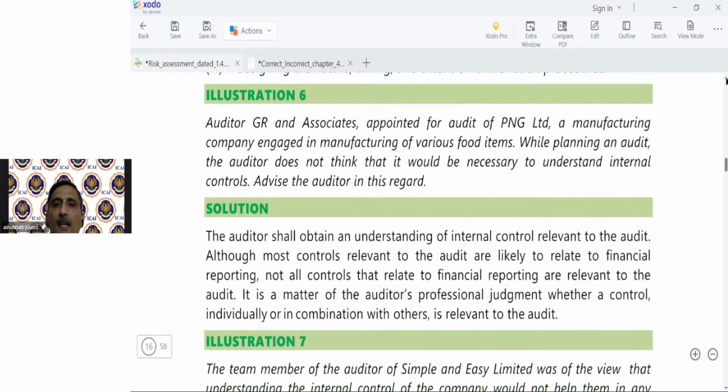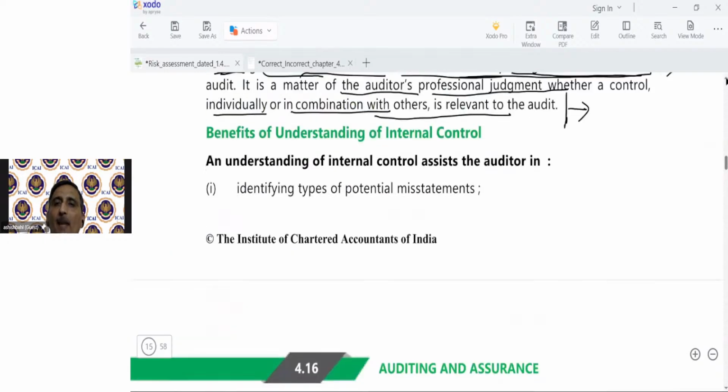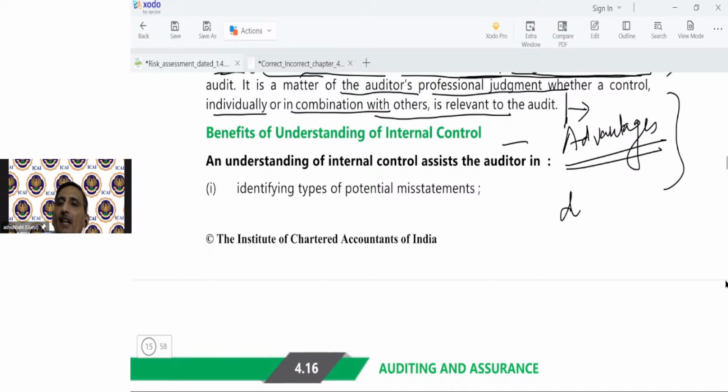So students, now what is the benefit of understanding internal control? These are the advantages. Again, these are derived from the definition which we have studied, SA 315, just now. What was there in the definition? That internal controls are intended to provide reasonable assurance about the reliability of financial reporting.